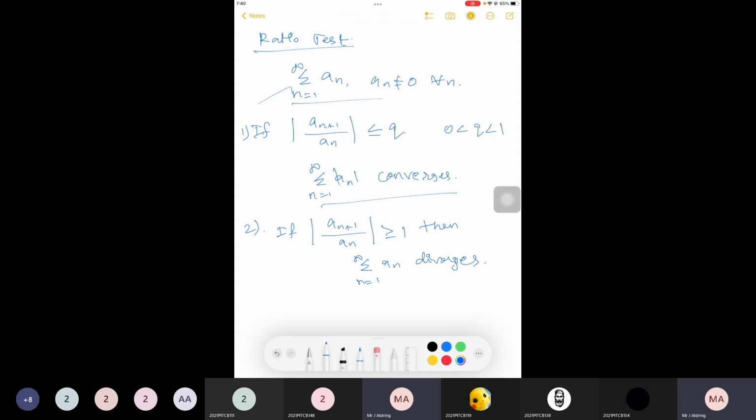We can see one problem here. You may consider the series, summation n from 1 to infinity, of 1 by n factorial. Here a_n is equal to 1 by n factorial. That means 1 by 1 factorial, 1 by 2 factorial, 1 by 3 factorial, and it goes on up to 1 by n factorial.